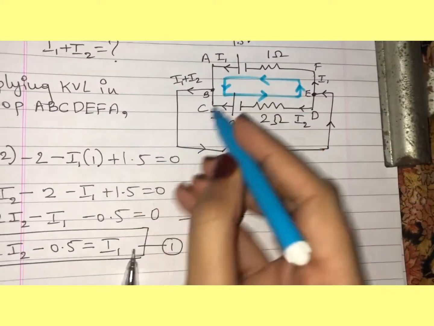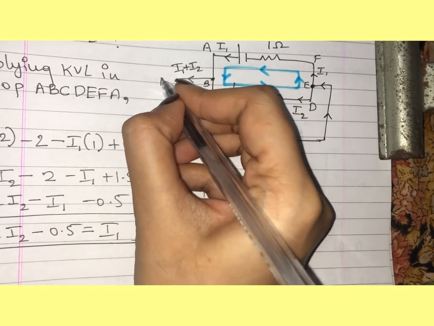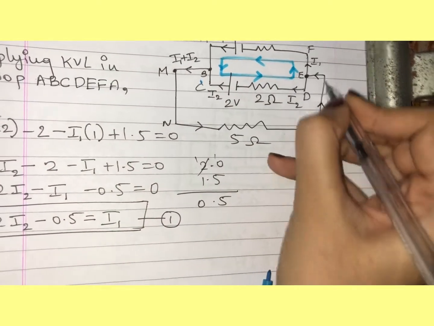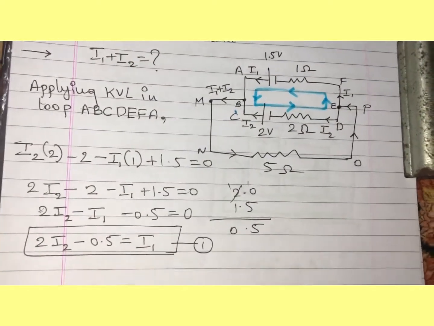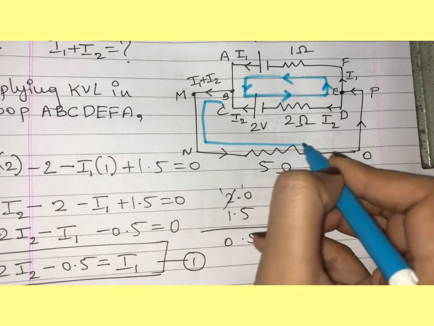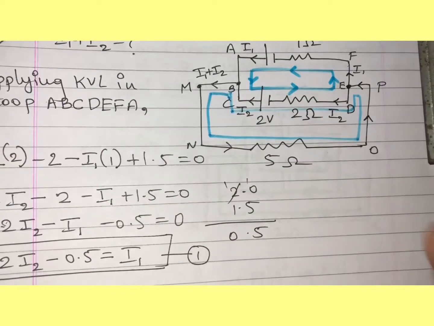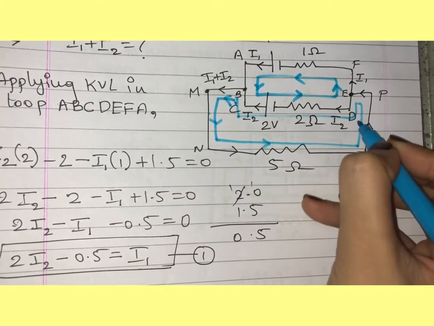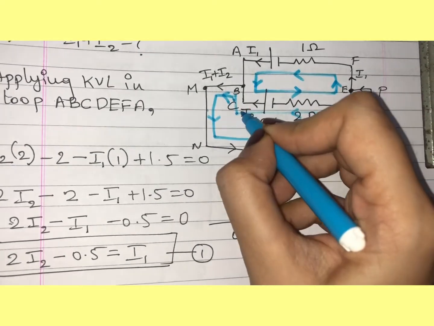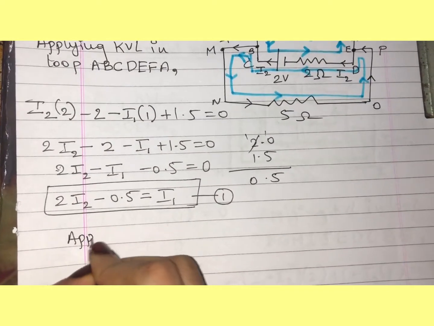Now let's see our second loop, let's name it B, M, N, O, P, E, D, C, B. Okay, we'll write that. Let me draw the loop first. B, M, N, O, P, E, D, C, B. From B to M, then this, then this, then this, then this. Okay, let's write that. It will be easy when we write the names.